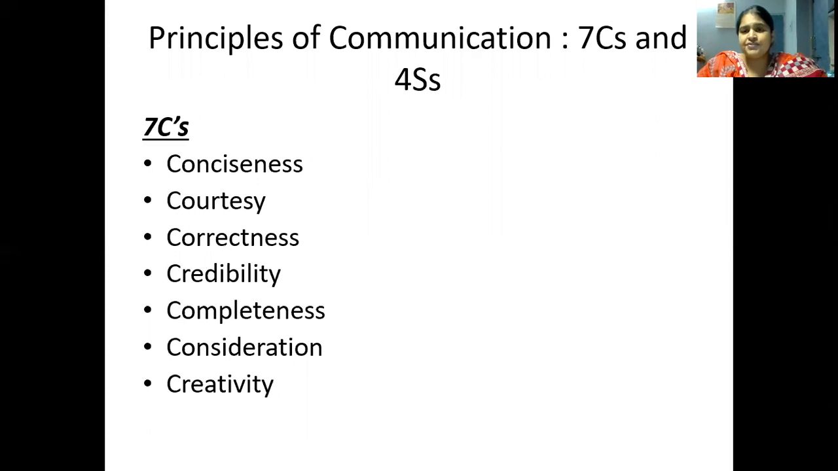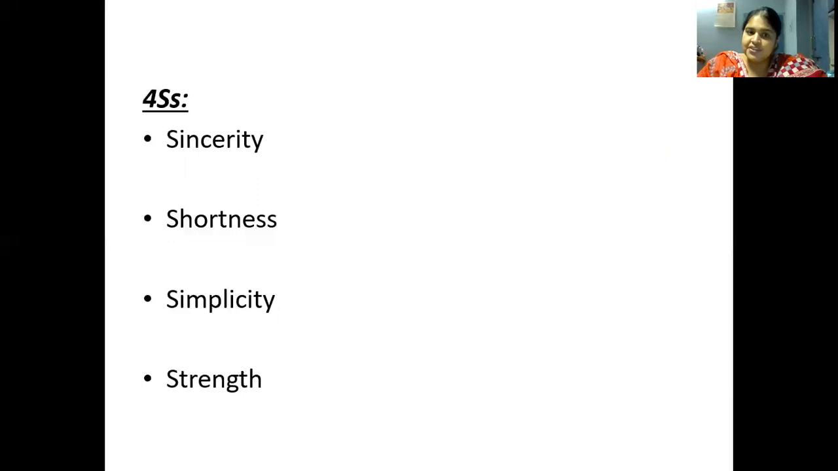What are the principles of communication? There are 7 C's, very popularly known, the 7 C's of communication: consciousness, courteous, correctness, credibility, complete, consideration, and creativity. Similarly, a couple of authors also quote 4 S's of communication, which is sincerity, shortness, simplicity, and strength.